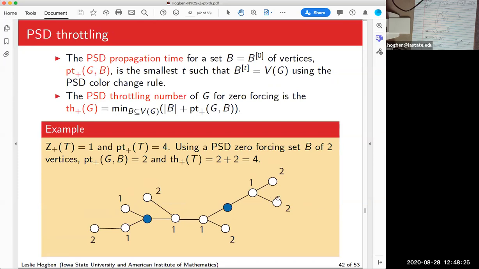And for PSD, we can do better on throttling if we use 2 vertices. So if we use 2 blue vertices initially, then instead of having 1 vertex and propagation time of 4, which is a total of 5, with 2 blue vertices we can color the entire graph blue in 2 steps. Because remember, for PSD in a tree, you color every neighbor in each round. So what we're looking at here is that the radius of this graph is 2.